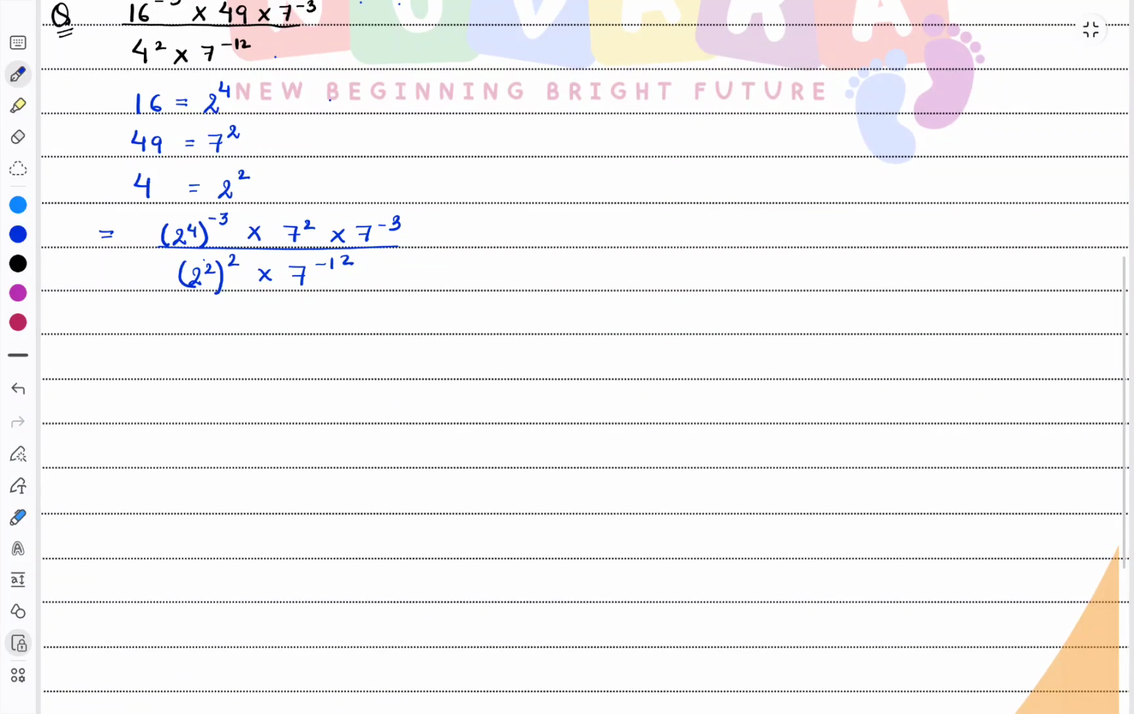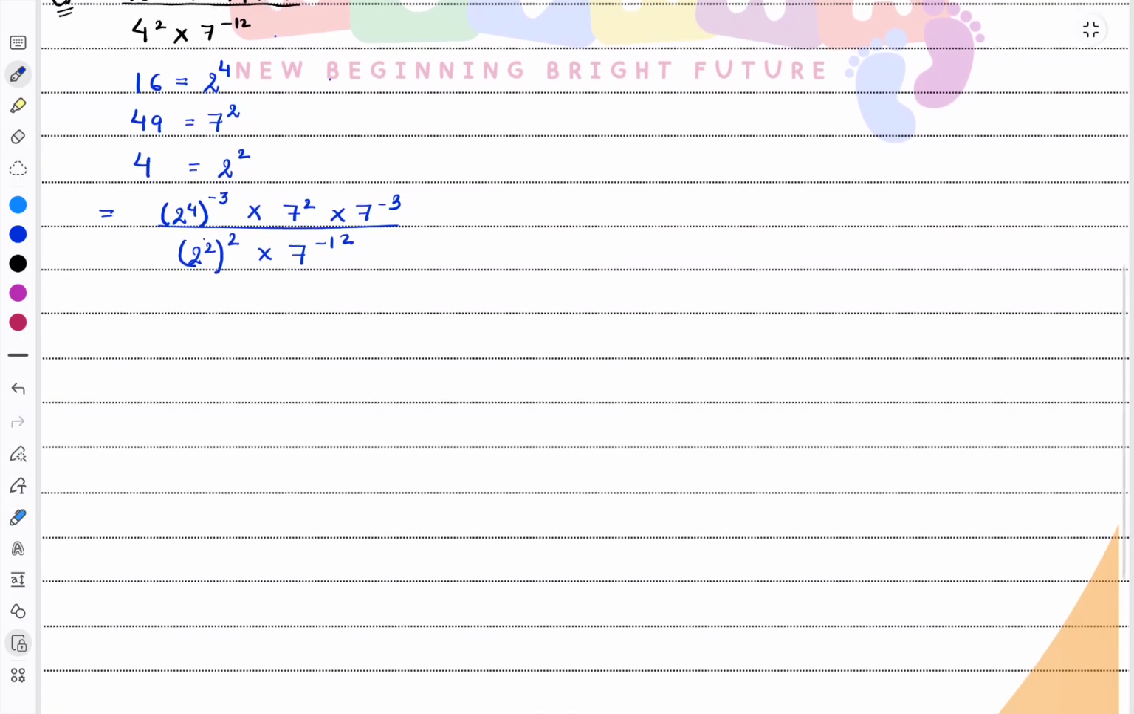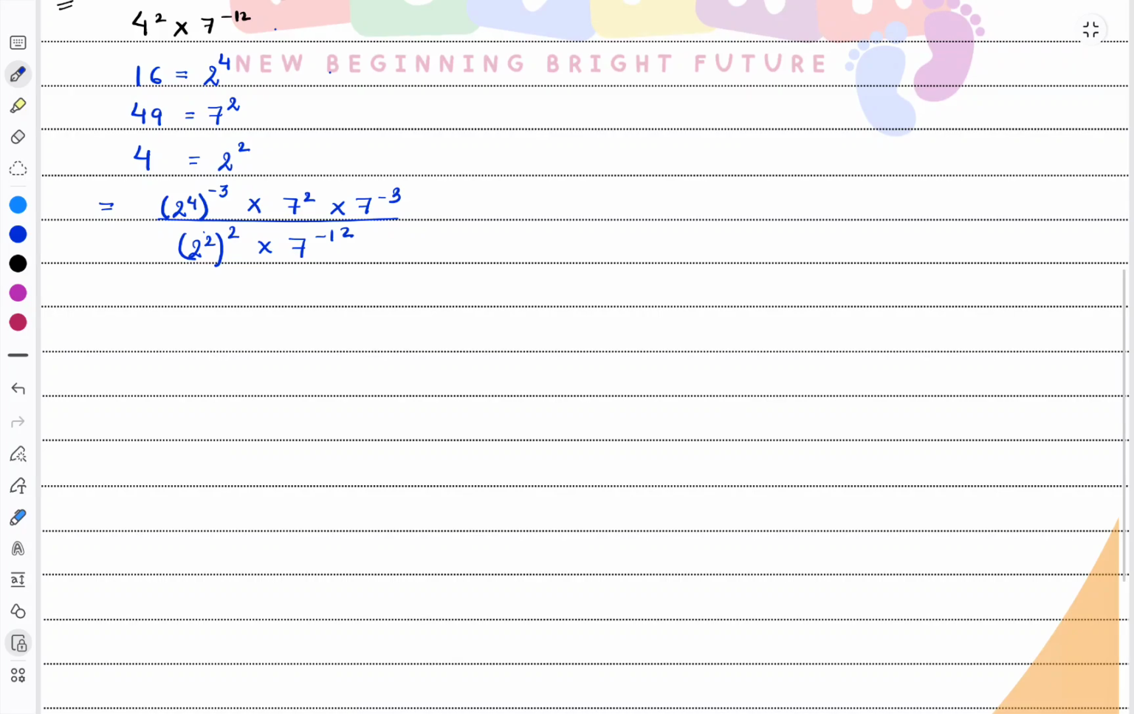Now applying the power of power rule, we multiply the exponents. 4 times minus 3 is minus 12. So we write 2 to the power minus 12 into 7 to the power 2 into 7 to the power minus 3, upon 2 times 2 is 4. So we write 2 to the power 4 and 7 to the power minus 12.